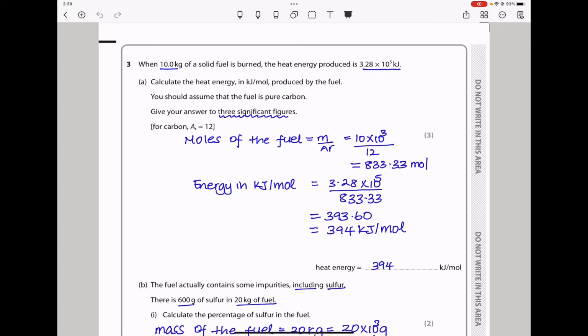Question 3. When 10 kilograms of a solid fuel is burned, the heat energy produced is 3.28 times 10 power 5 kilojoules. They say calculate the heat energy in kilojoules per mole produced by the fuel. You should assume that the fuel is pure carbon and give your answer to 3 significant figures. Here they've given us the atomic mass of carbon, which is 12. So they've given us the mass of the solid fuel and the amount of heat that is generated. I'm going to find the number of moles of the fuel, so that I divide the heat energy by the number of moles in order to get the heat energy in kilojoules per mole.